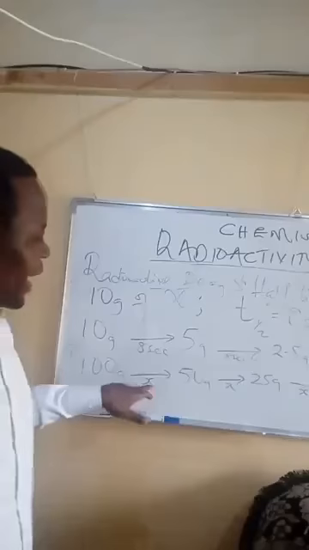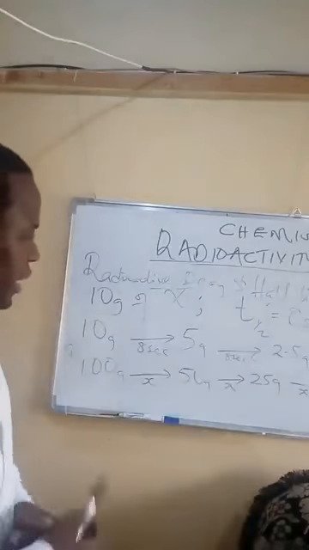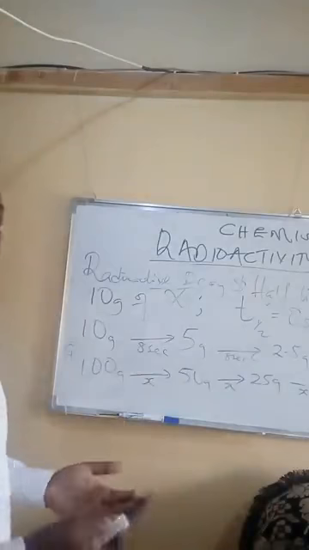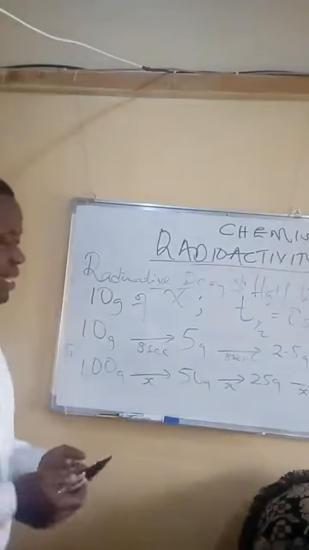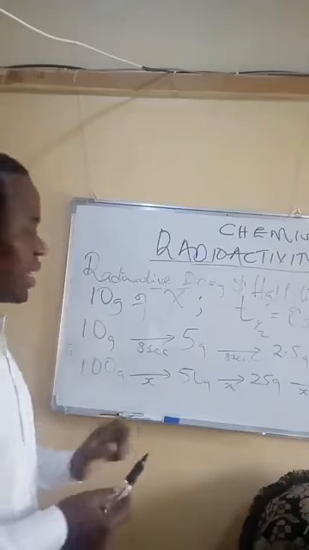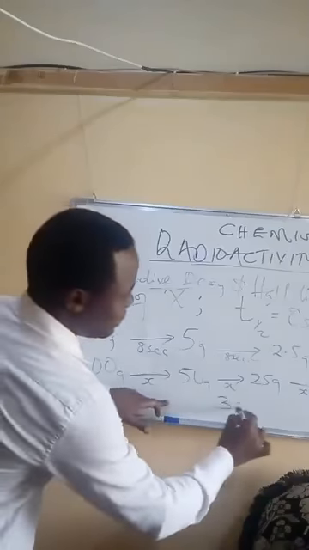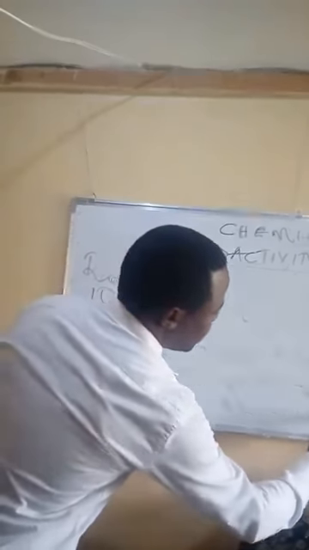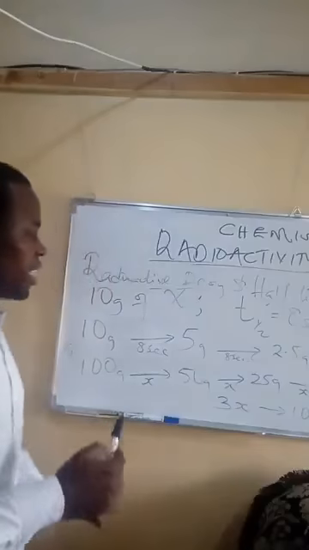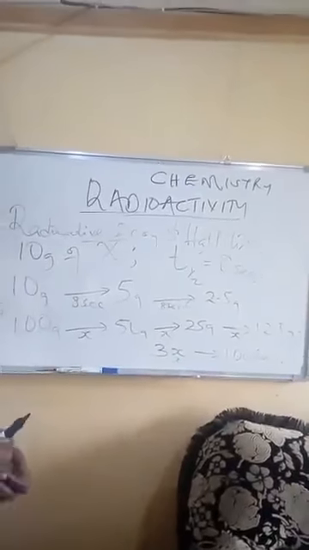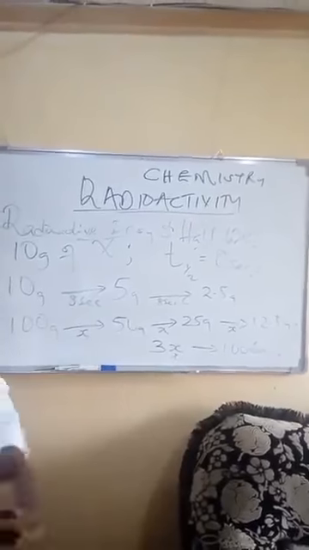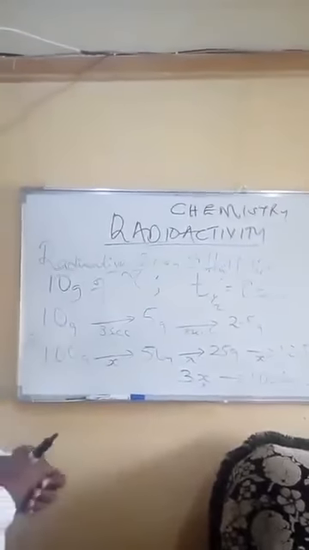So 3 half-lives are equivalent to 100 days. So what is one half-life then? That becomes 33.3 days. So the half-life of Q is 33.3 days, because 3X is equivalent to 100 days. From your basic mathematics, you can see that X is going to be 33.333 days. It's a recurring number. So the half-life of Q is that figure.